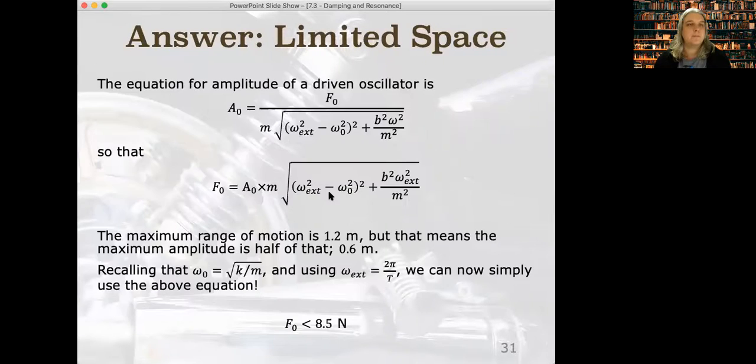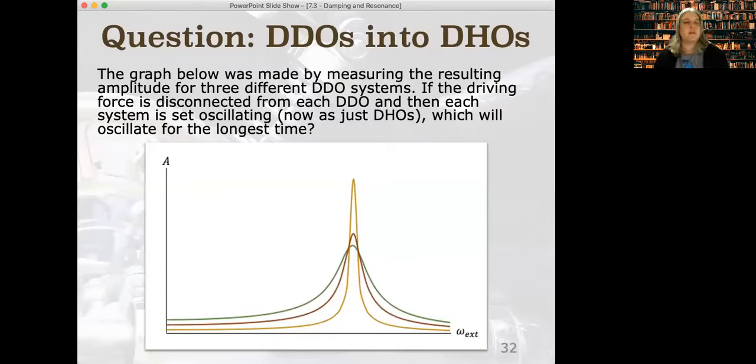We'll jump over to the next question. So there's the answers there. This is about driven damped oscillators being turned into damped harmonic oscillators. I'm getting my words all mixed up. Driven damped oscillators getting turned into damped harmonic oscillators. All right, I can almost get that out, bit of a tongue twister.